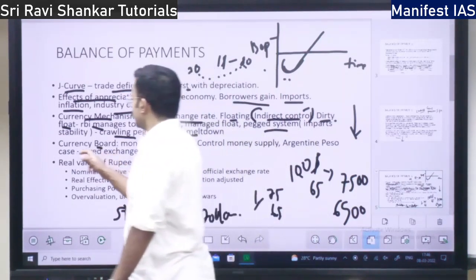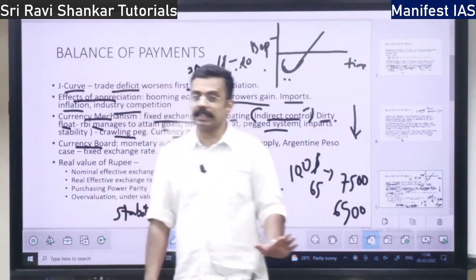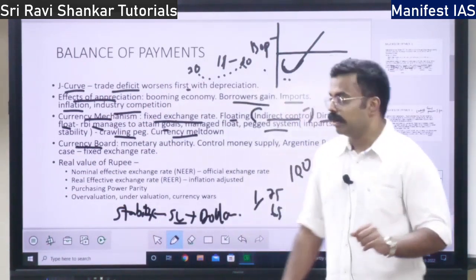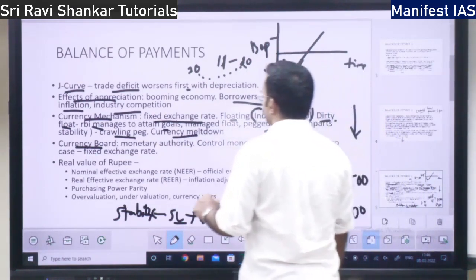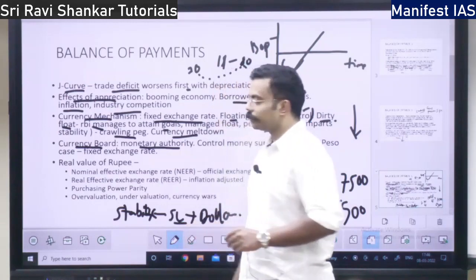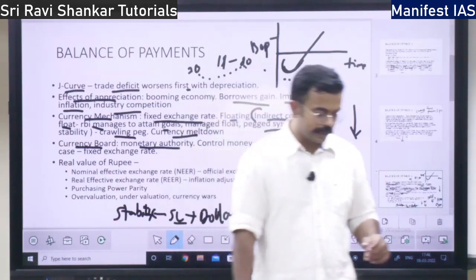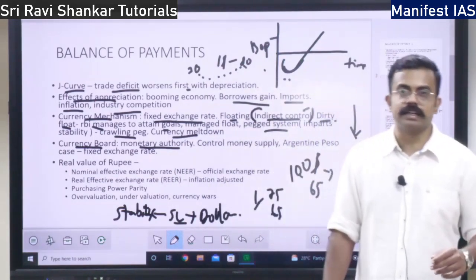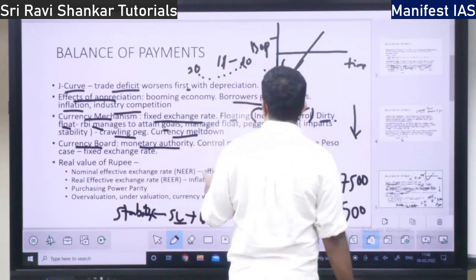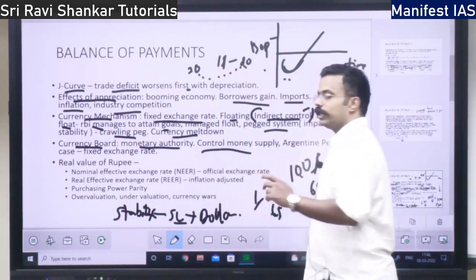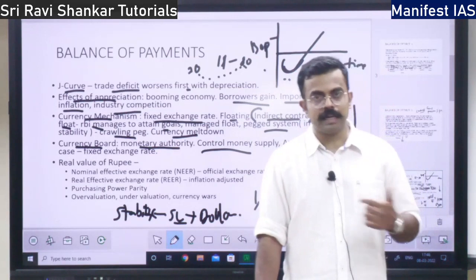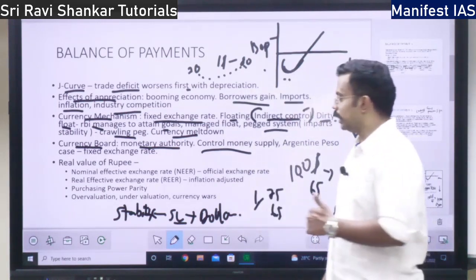Then you have the currency board. Currency board manages the currency; it is going to look after the currency. What does this currency board do? It is a monetary authority. It looks after the money. Then it controls the money supply. How much rupee is going to be available in the market is controlled by the currency board.